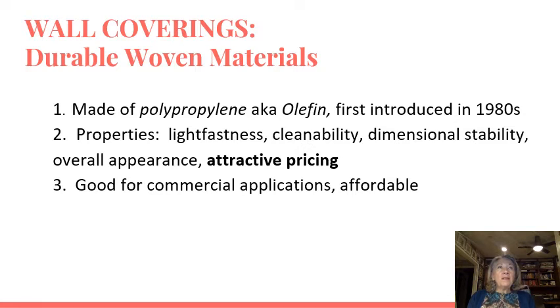Durable woven materials. Wall coverings certainly need to be durable. They're often made out of polypropylene, which is also called olefin, which was first introduced in the 1980s. Properties of wall coverings: they're light fast, they're cleanable, they have dimensional stability, which is important. Once you get that wall covering wet with glue, you want it to be stable so that you can match up the pattern on it, so that's very important.